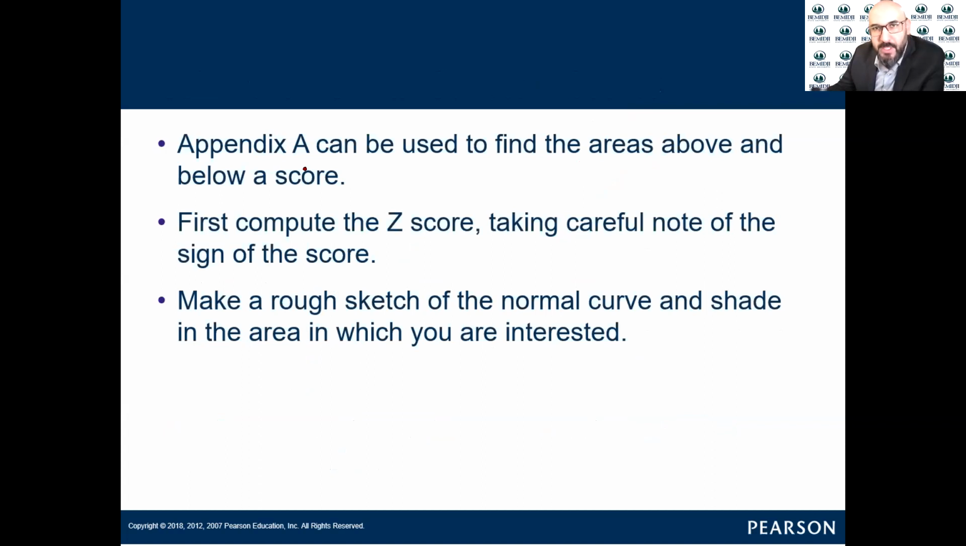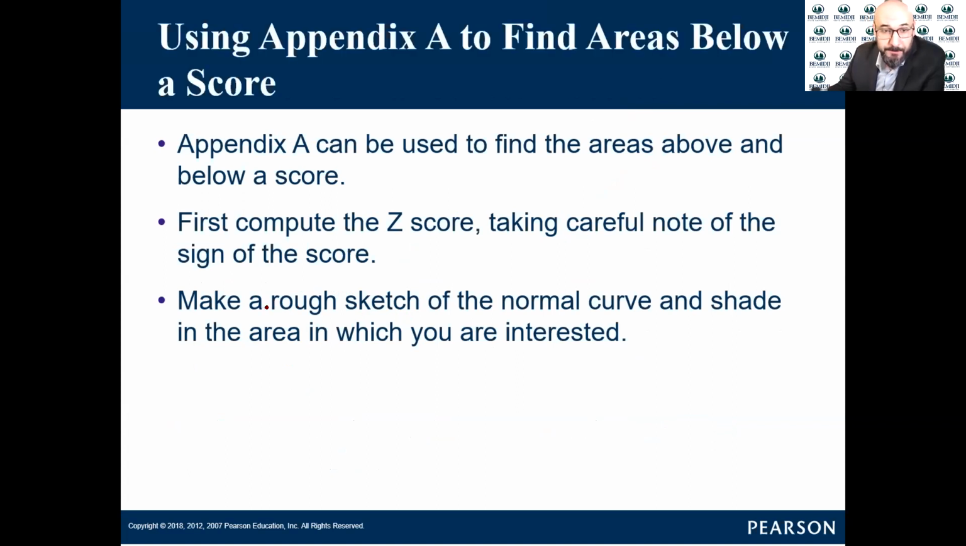As mentioned, Appendix A in most of the books, or Appendix 1 in my textbook here, would give you the data. Once you find the z-score, you look it up and find the percentage under the curve. We need to make a rough sketch of the normal curve and shade the area in which you are interested. Let's take an example to demonstrate this.